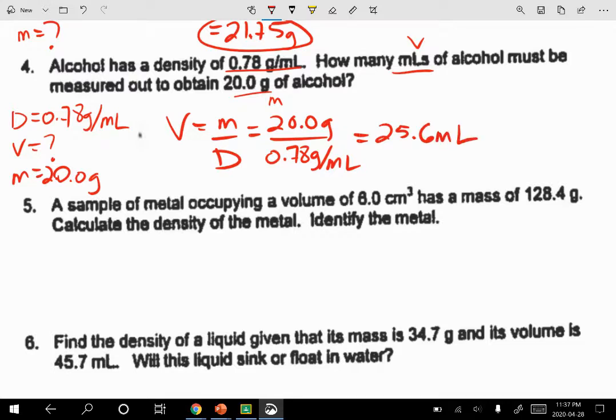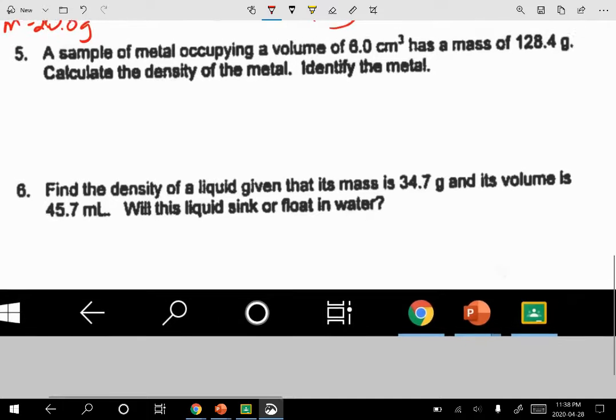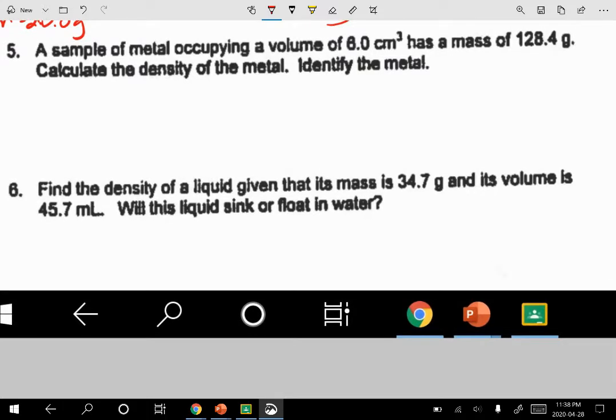How do I know it's milliliters? Well, it does tell me in the question that it's going to be milliliters, but also milliliters is part of the density unit there. So even if it said just find the volume, we would know that it's milliliters, not cubic centimeters, not cubic meters or anything, or liters or anything like that.